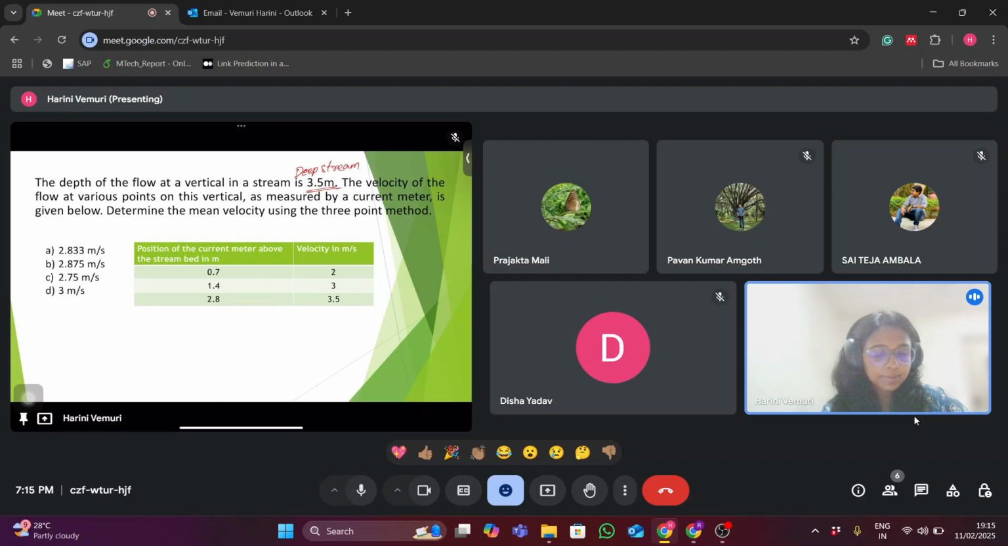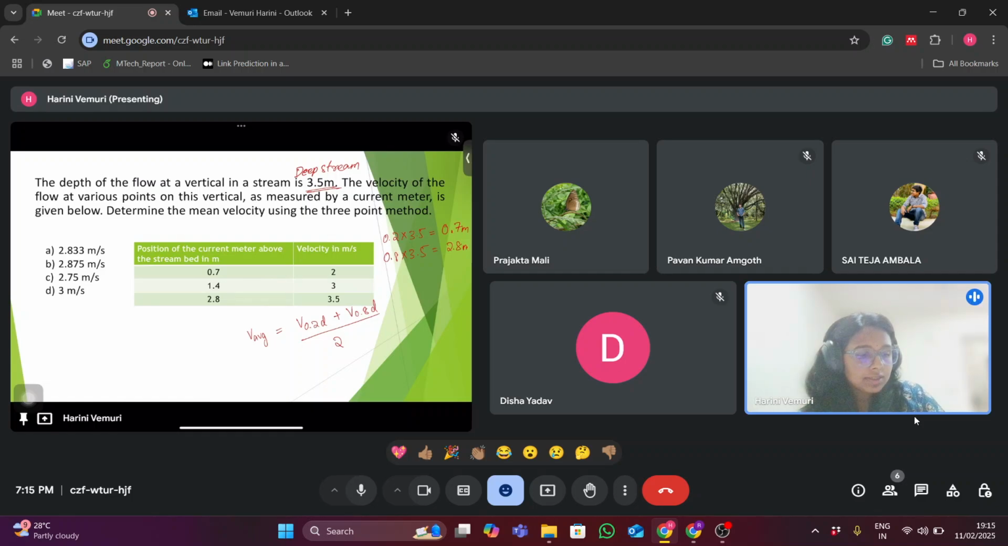So when it is a deep stream, we already learned that V average is equal to V 0.5 times 0.2 times the depth plus 0.8 times the depth by 2. Here, 0.2 times the depth 3.5 is 0.7 meters. 0.8 times the depth is 2.8 meters.